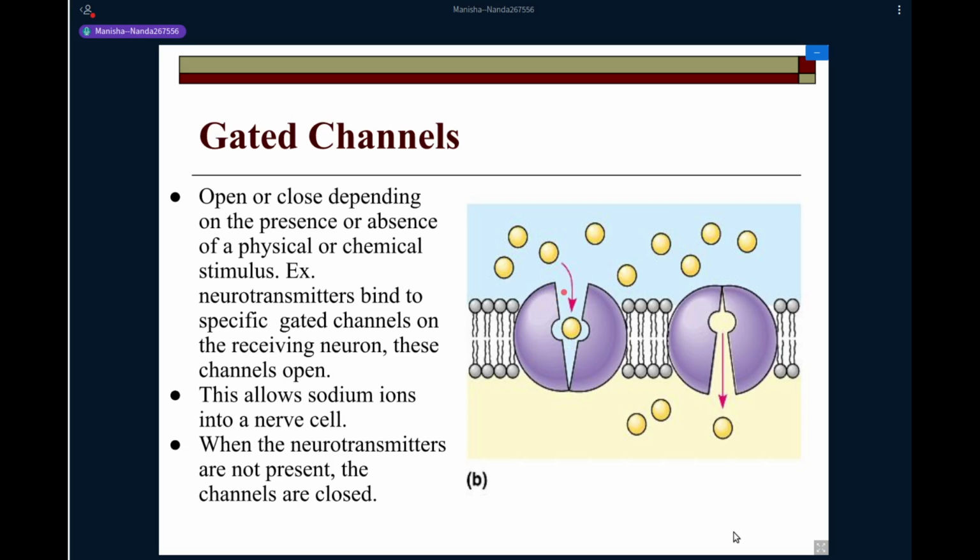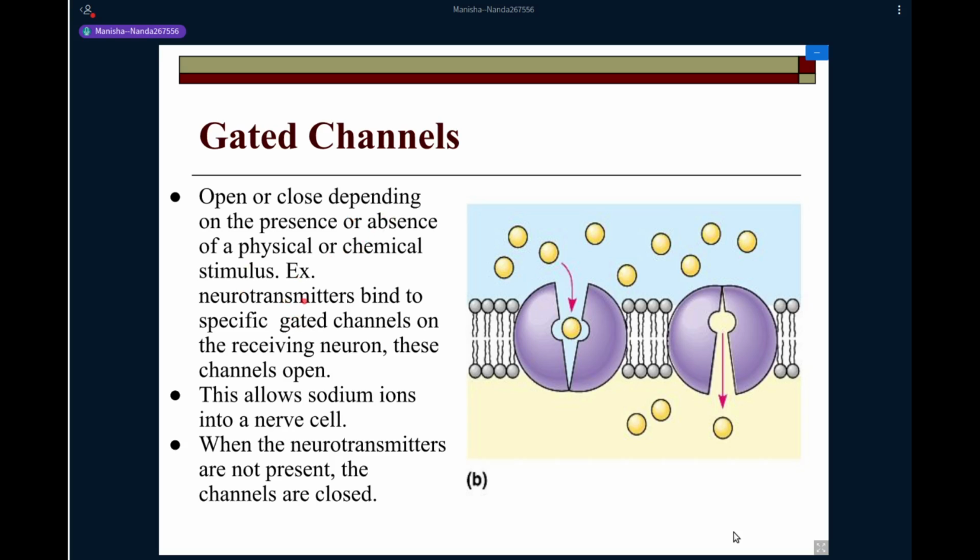It has two openings, one towards the extracellular side and one towards the intracellular side. So unless and until this extracellular side is open, the movement of molecules across it is not possible. So gated channels open or close depending on the presence or absence of a physical or chemical stimulus.